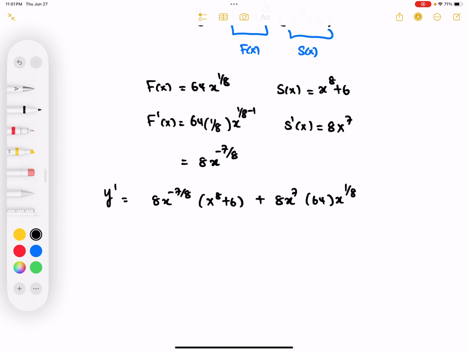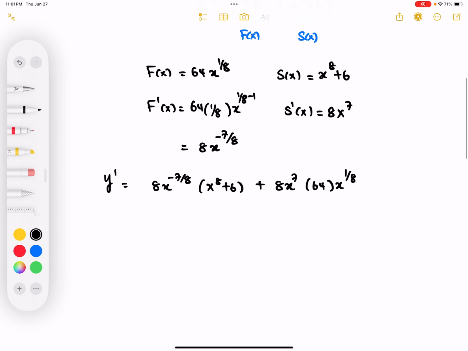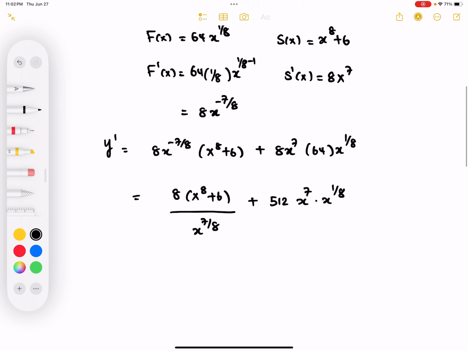Now, I can see here a negative exponent, but I can write the first one as 8 times x^8 plus 6 divided by x^(7/8) using the exponent rule. And 8 times 64 is 512 x^7 times x^(1/8). Let's keep this one for the time being, right? But we'll simplify it now.